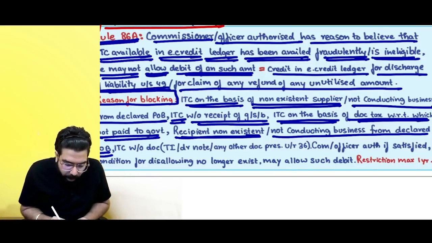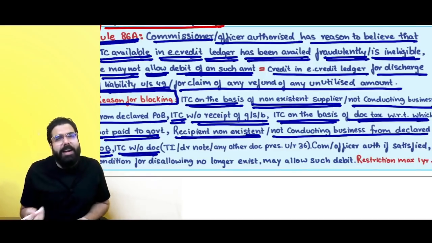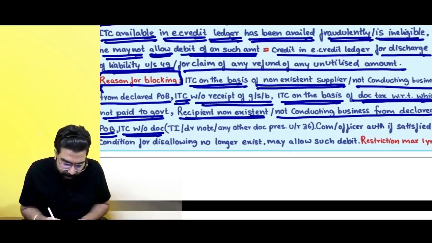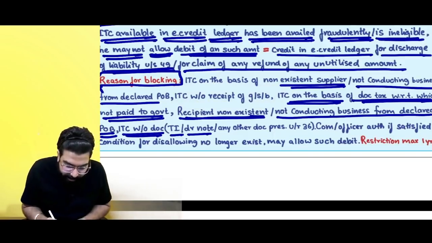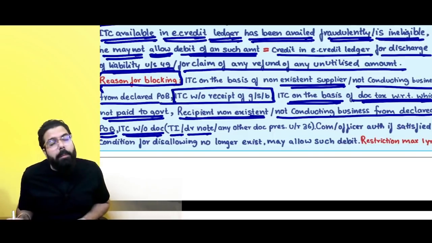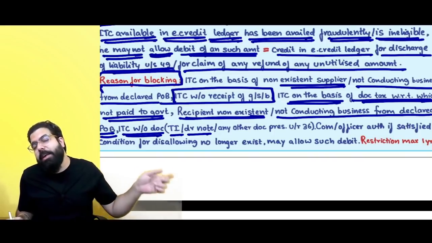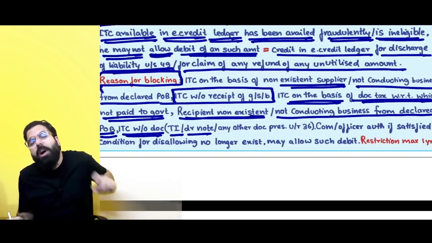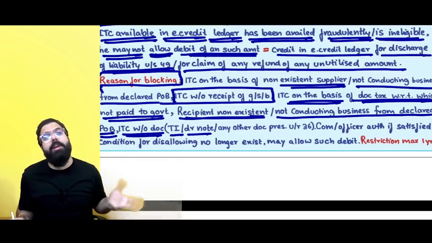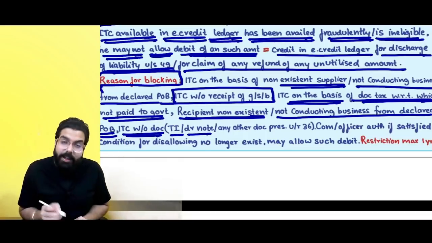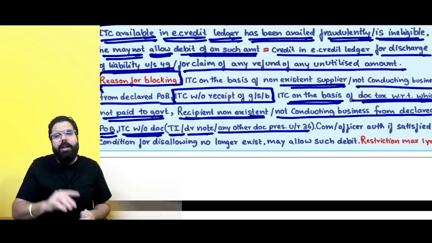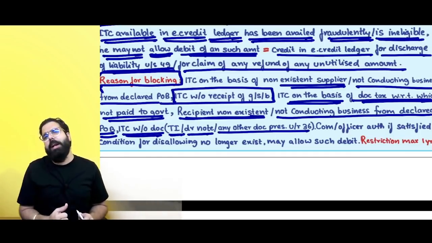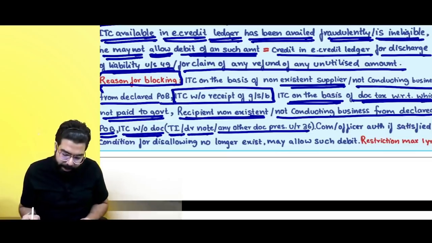Then ITC without document. Here it says ITC without receipt of goods, services, or both means you did not receive the goods, services, or both. You received a bogus invoice. You bought bogus invoices and you are taking the credit. This one is ITC without tax invoice, debit note, or any other document. You don't have the document and you are taking the credit. Then your credit shall be blocked.